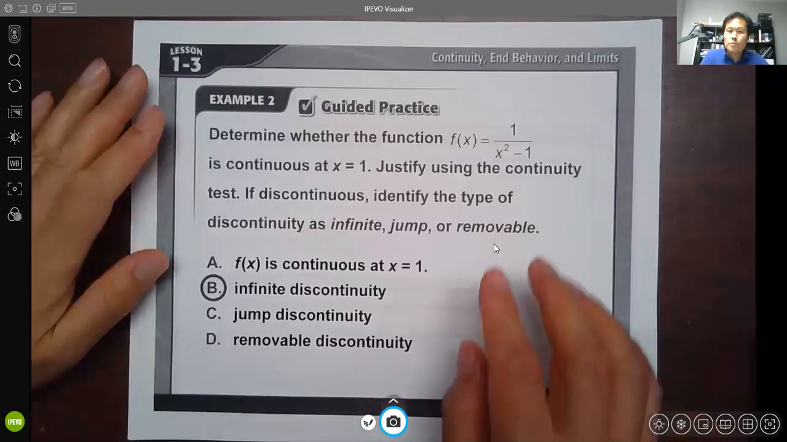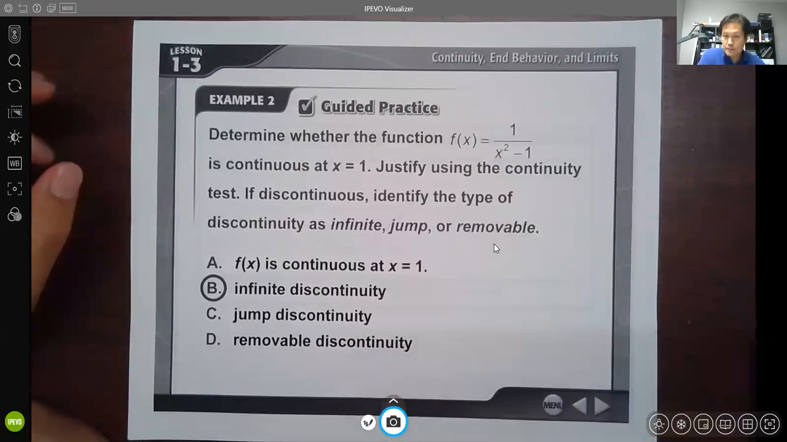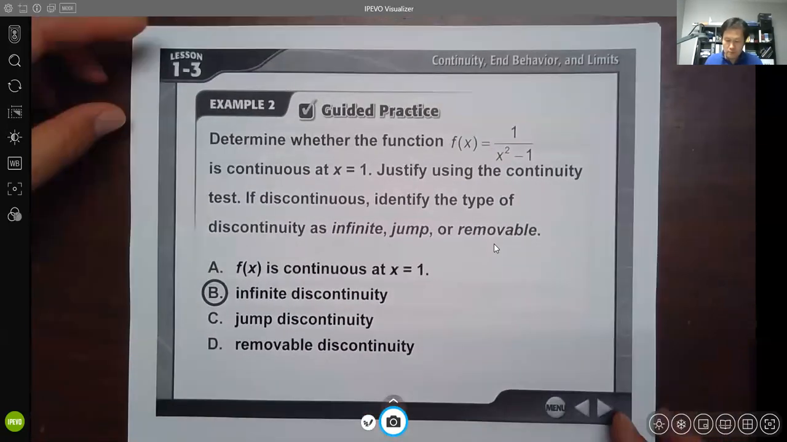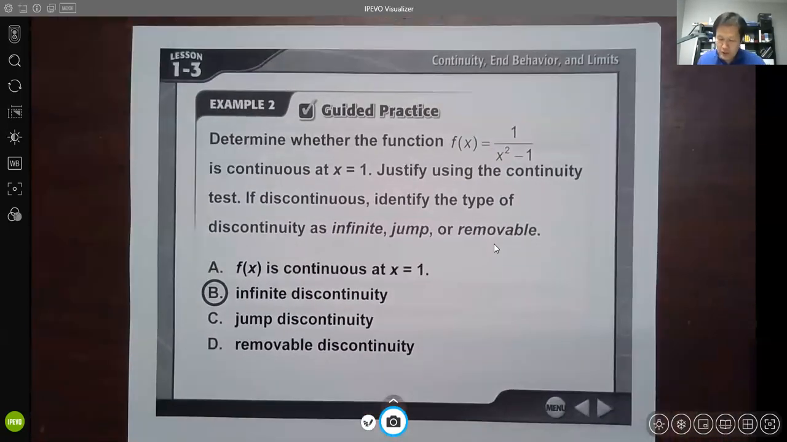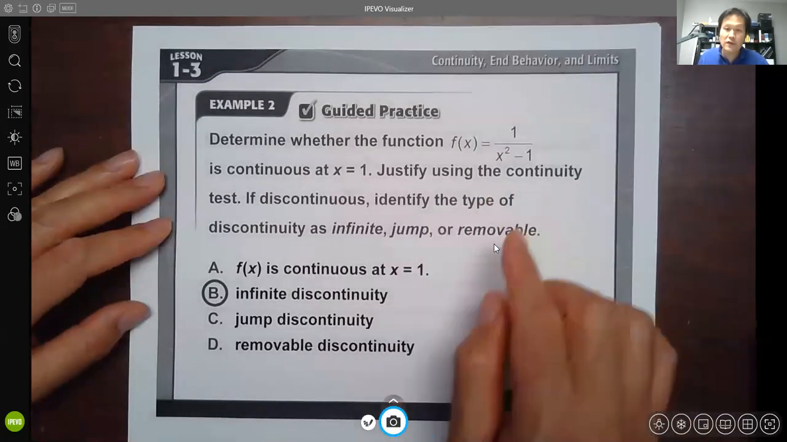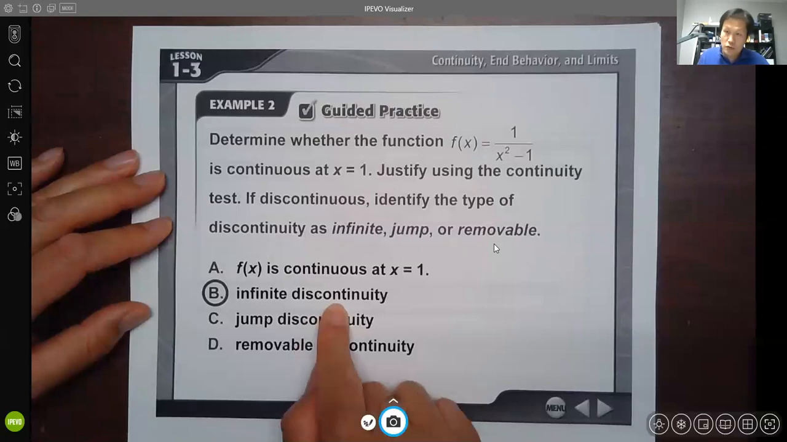Okay, pause the video. You try this, please. If you try this, graph it using a graphing calculator, and you should be able to tell it's an infinite discontinuity at x equal to 1. Check it.